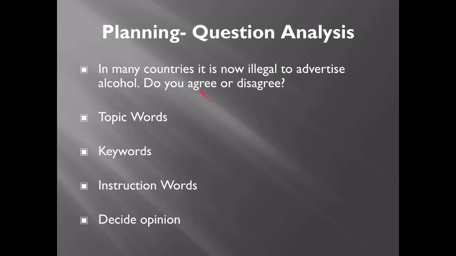Again, it doesn't really matter if we agree or disagree. It doesn't matter personally what we feel about this. What we are going to be thinking about is, which side do I feel most comfortable writing about? Which side can I easily think of ideas and fully develop those main ideas? Well, I think that agree is actually easier to write about. So I'm going to pick that side.